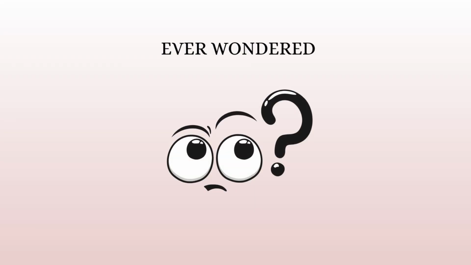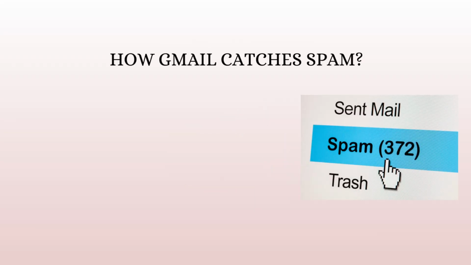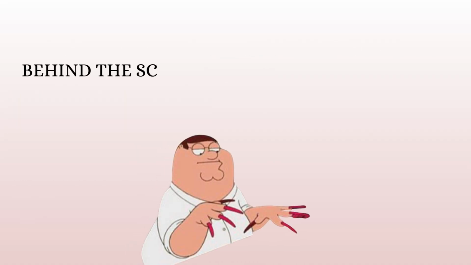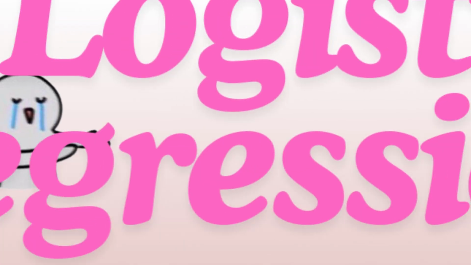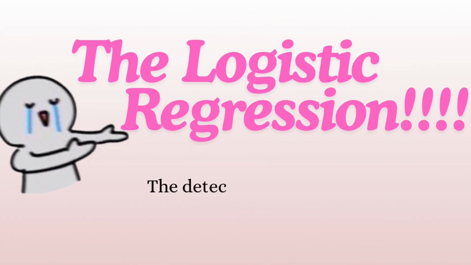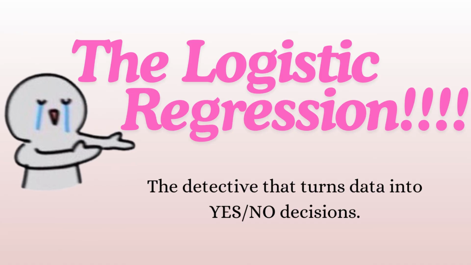Have you ever wondered how Gmail knows which emails are spam, or how Netflix seems to know what you want to watch next? Behind the scenes, there's a tiny detective working all the time, and its name is Logistic Regression. Today, let's find out how this detective makes a yes or no decision.